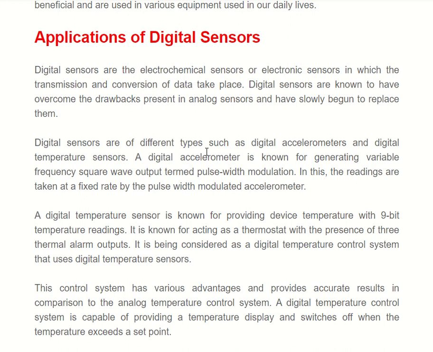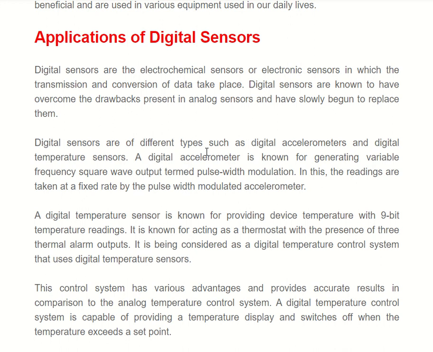Then the digital temperature sensor is known for providing device temperature with 9 bit temperature readings and known for acting as a thermostat with the presence of three thermal alarm outputs. And it is being considered as a digital temperature control system that uses the digital temperature sensors, right?